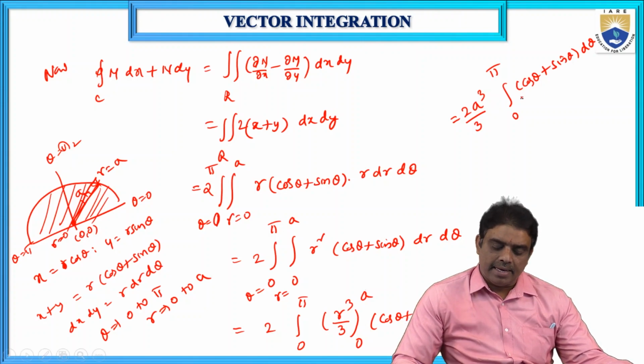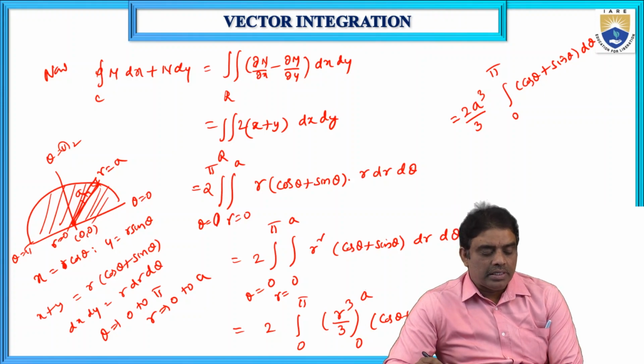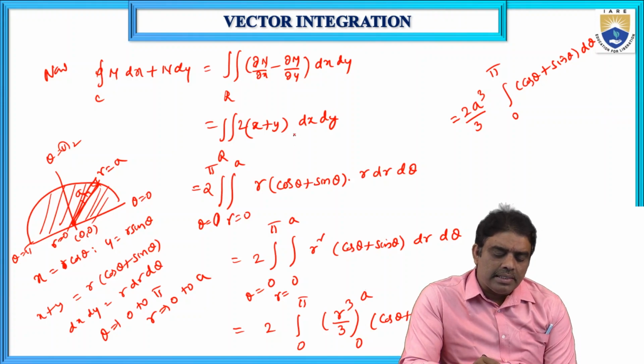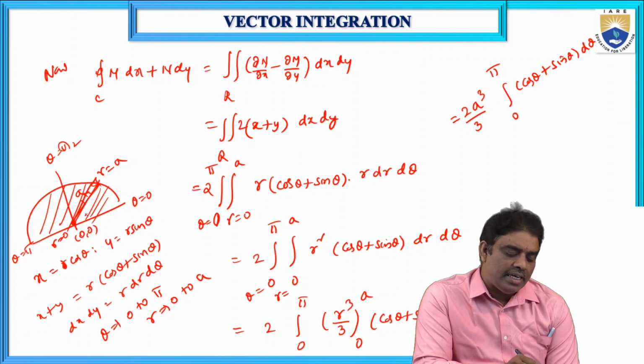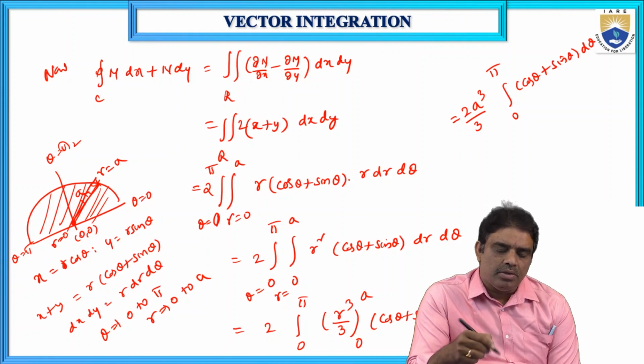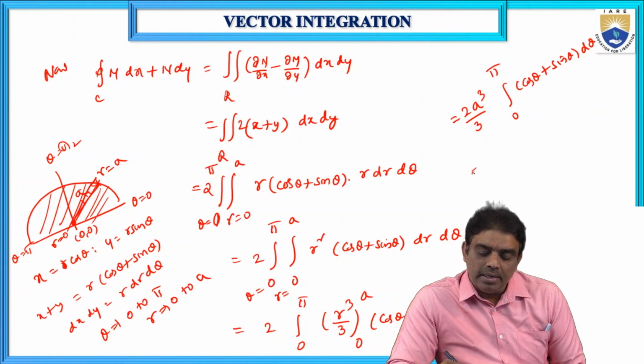I hope this is clear. The integration is very easy when the conversion is done into polar form. Otherwise, you can consider it in x and y also, but the y limits vary from 0 to square root of a square minus x square, which is a little more complicated in evaluating the double integral. You can do that also, no problem, according to your wish.